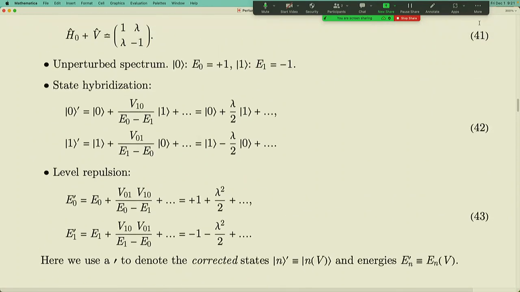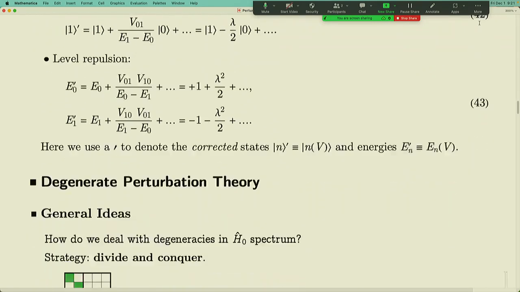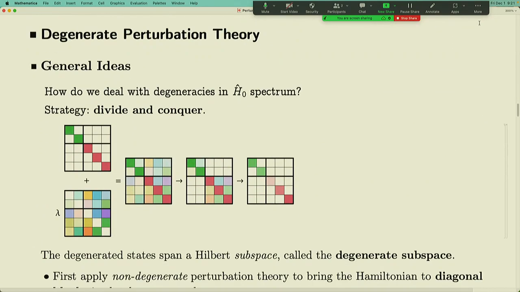So that is how we apply this non-degenerate perturbation theory. Any questions? Yeah, that's very good. So let's move on to degenerate perturbation theory.